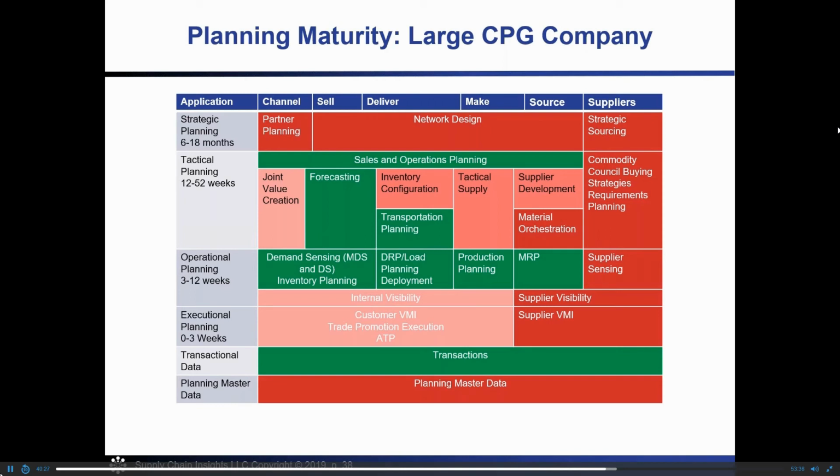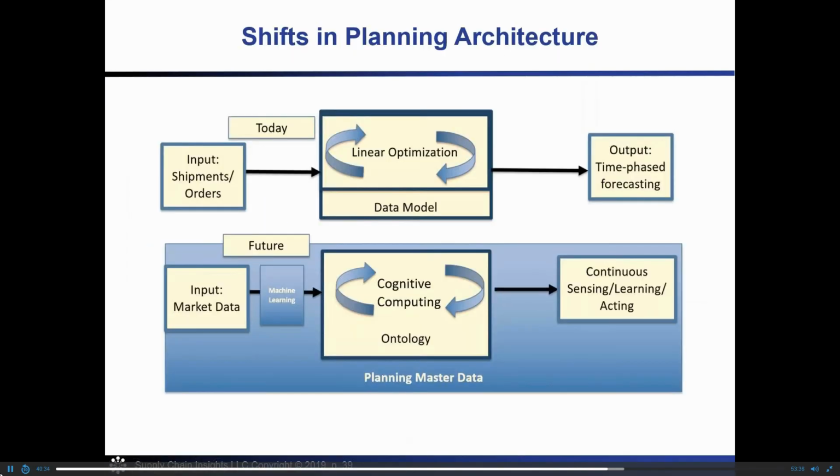And despite the fact that you may have high demand error, you need to be able to translate that error into action. So today we have an input for shipments and orders. We do the data model. We push out a time-phased forecast. In the future, we are using machine learning for market data, for the input data, cognitive computing and ontologies, and schema on read for the evolution of demand data. And we will be driving continuous sensing, learning, and acting engines based upon the shifts that we're seeing in demand.